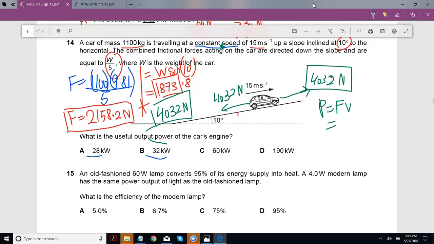So you know 4032. You know V is 15, and you just multiply. You multiply and you divide by 1,000 because you want it in kilowatts. So yeah, we get C.